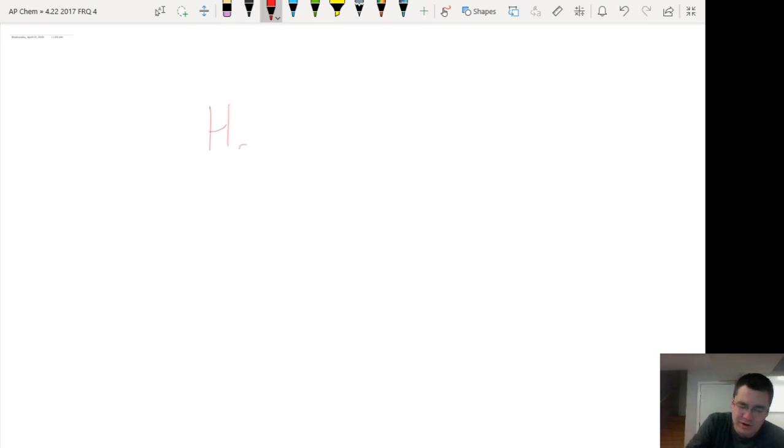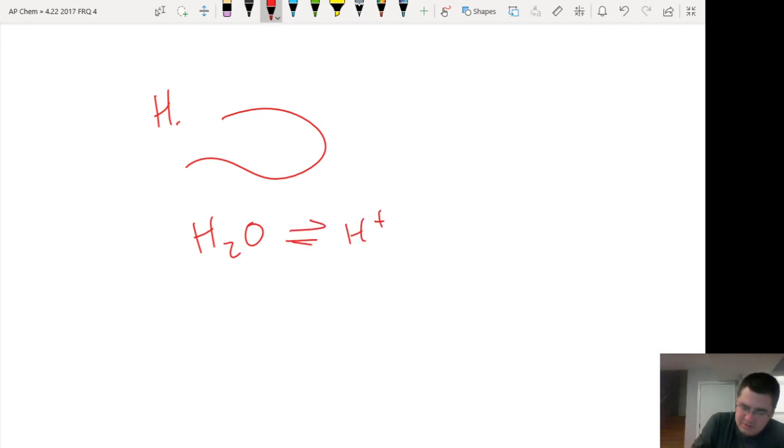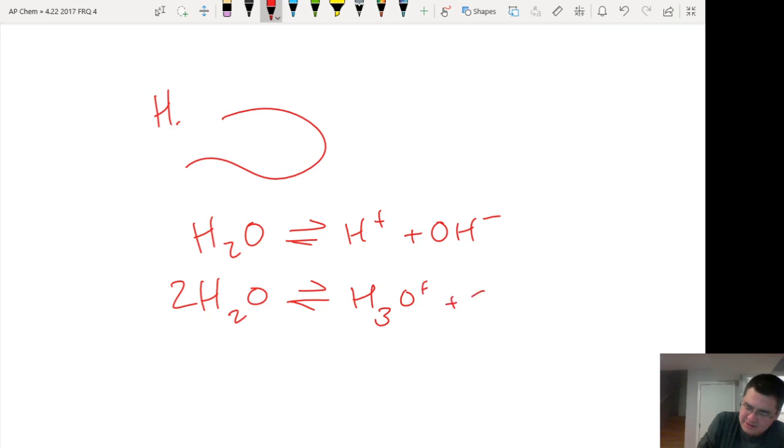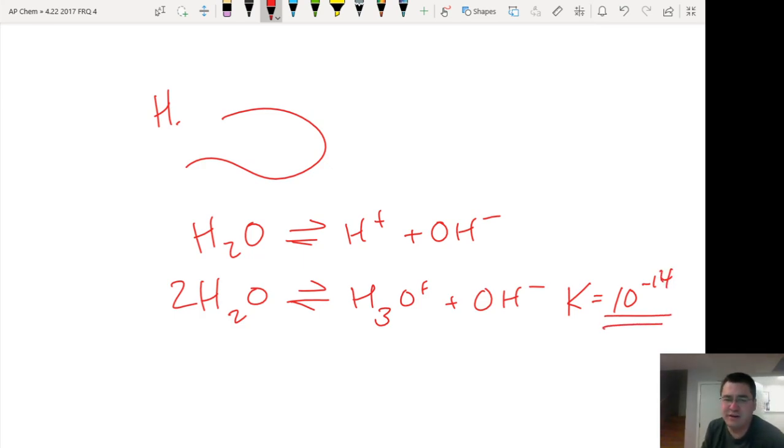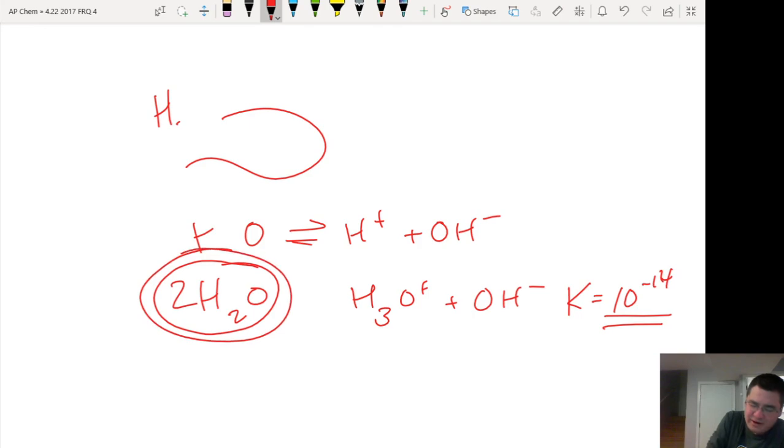If you have pure water, H2O, you remember this, right? It's probably written better like this. So hey, will water conduct electricity? Yes. No. What's this K value, 10 to the minus 14, mean? It's very small, meaning H2O stays on this side, right?